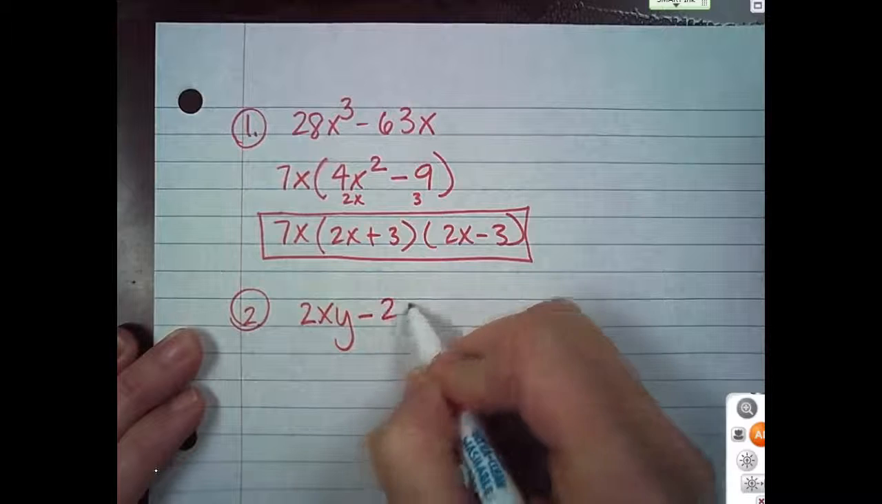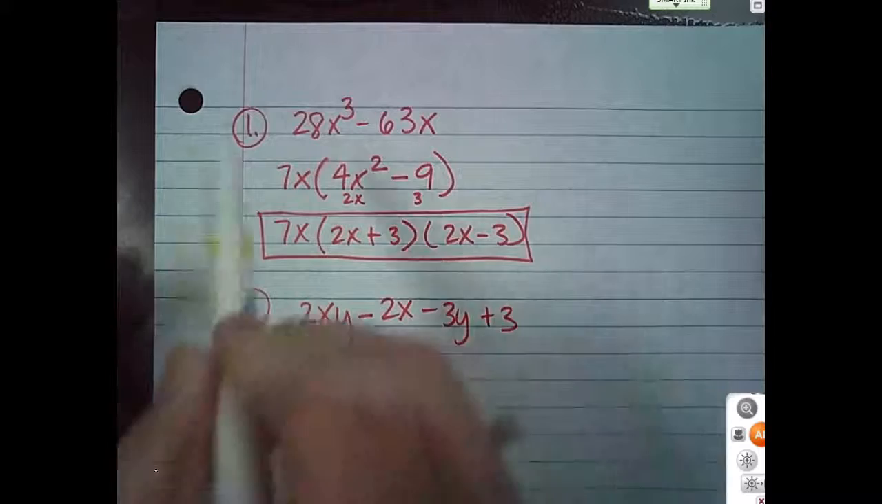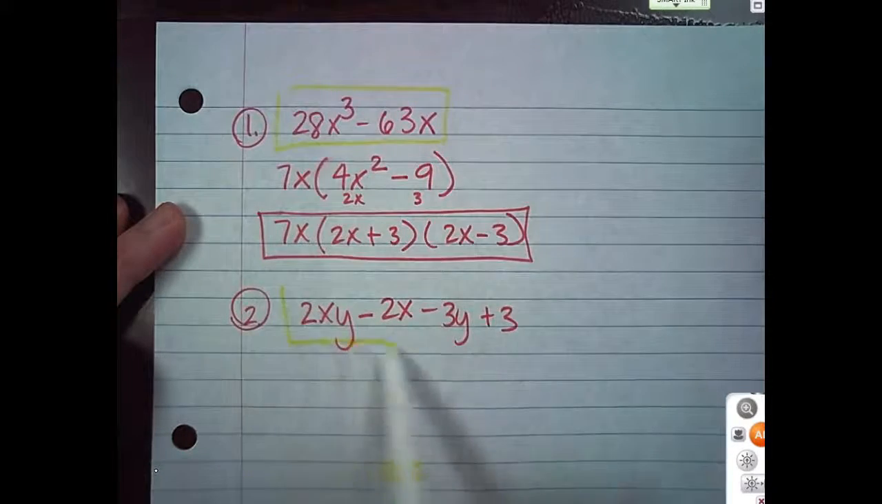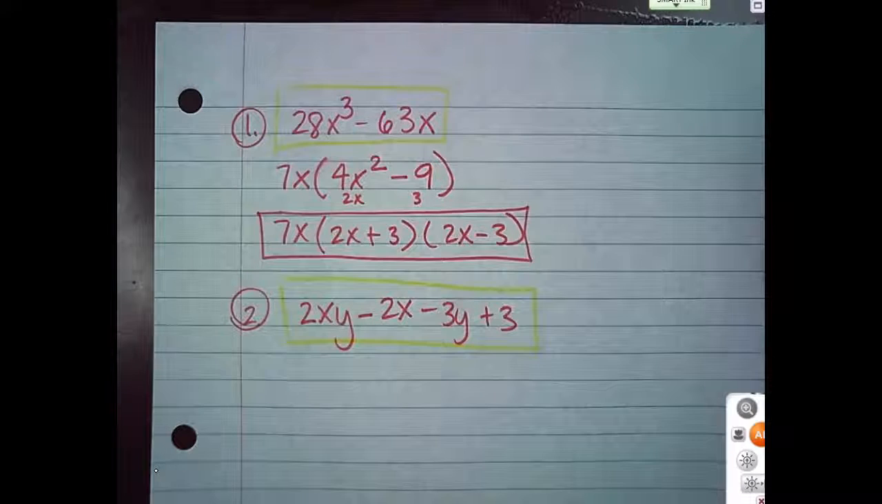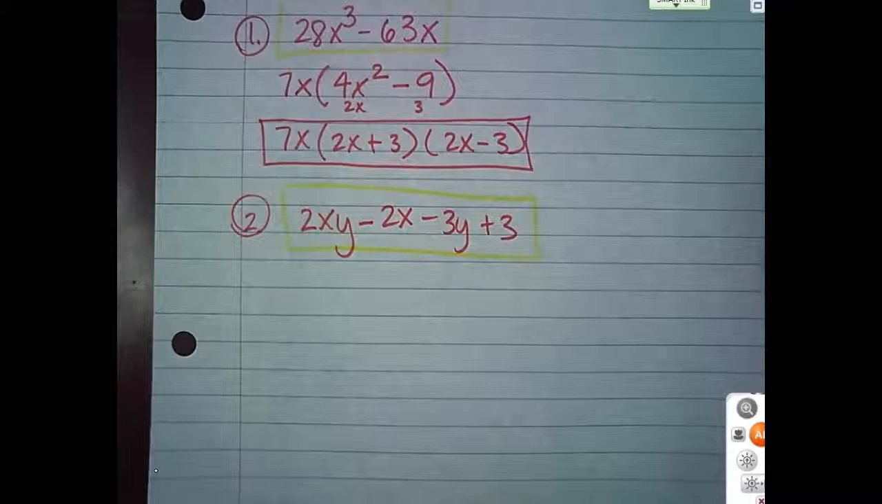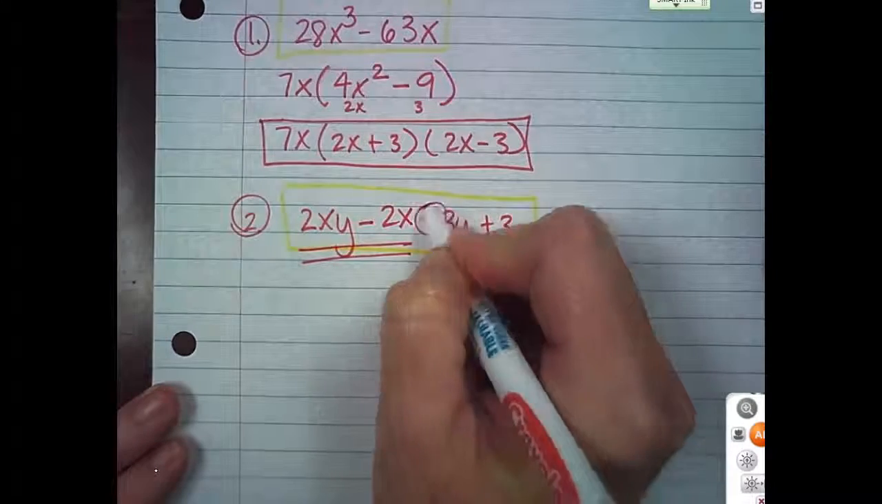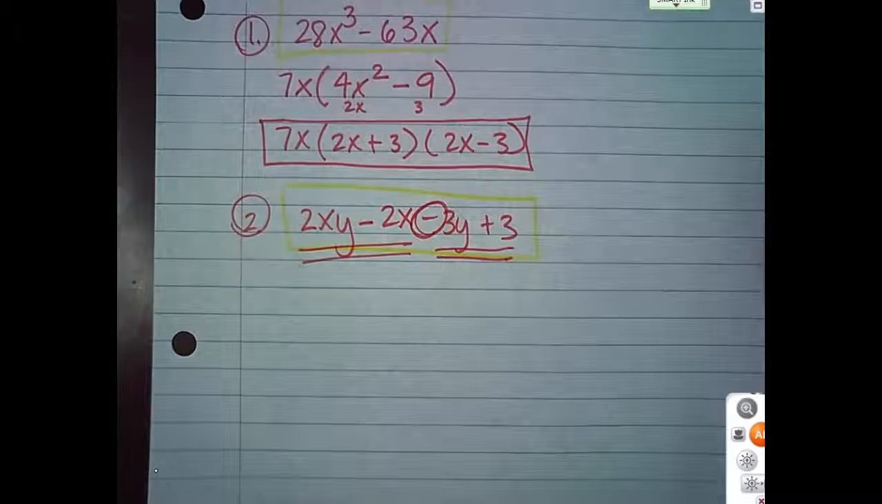2xy minus 2x minus 3y plus 3. Try that one. It says 4 terms, right? Remember, when you have 4 terms, the first thing you look at is factor by grouping. So you should put these 2 together and these 2 together. Remember, there's a minus in the middle, which kind of changes it up a little bit sometimes.